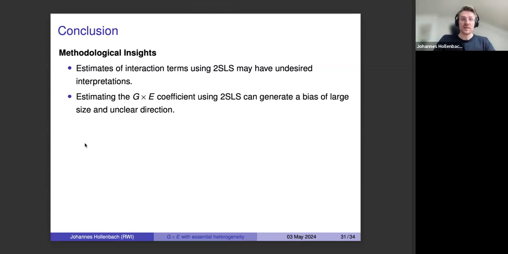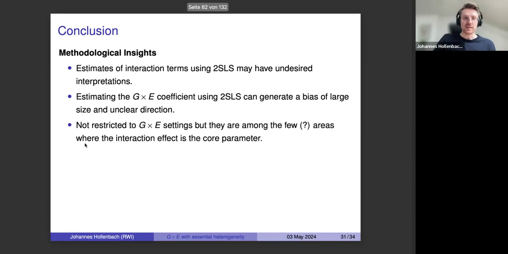Applying this to G by E means that estimating the coefficient can generate a bias of large size and unclear direction. And as you may have thought about already, this is not limited to G by E settings. Actually, every interaction you estimate using two-stage least squares can be subject to this problem.